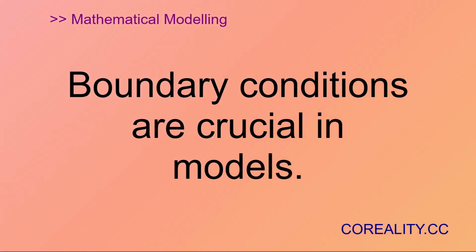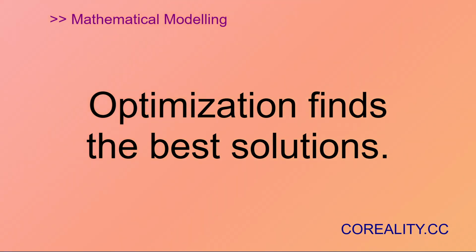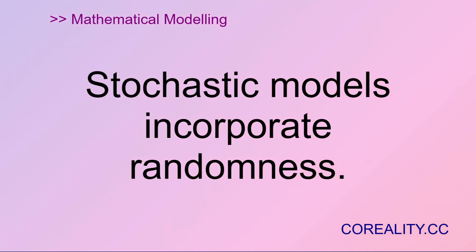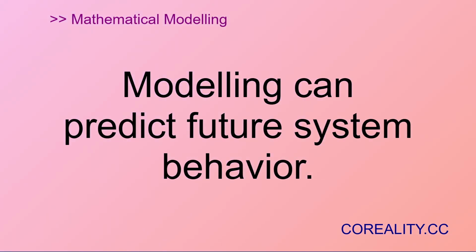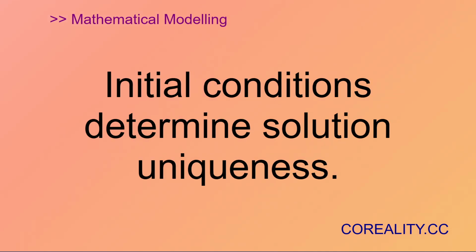Boundary conditions are crucial in models. Optimization finds the best solutions. Stochastic models incorporate randomness. Modeling can predict future system behavior. Initial conditions determine solution uniqueness.